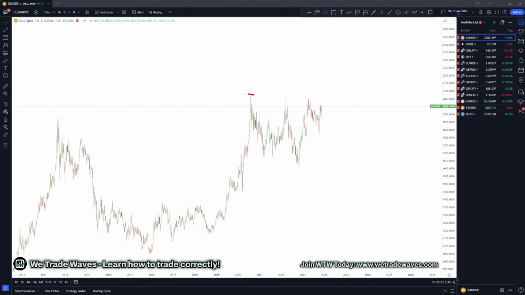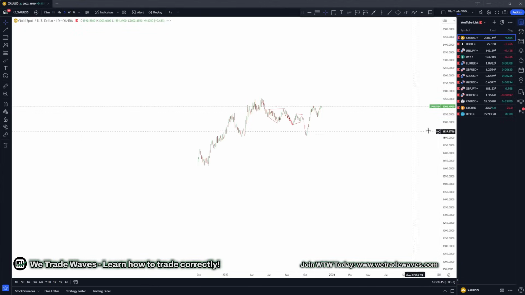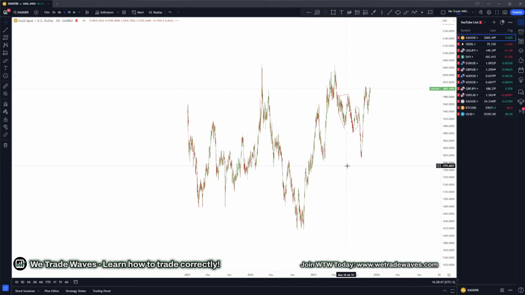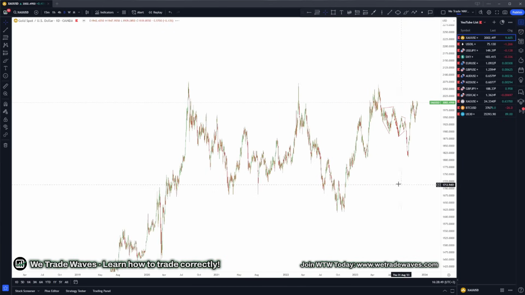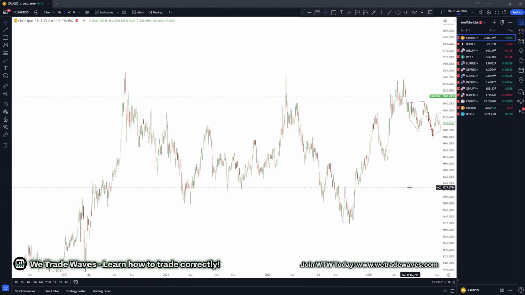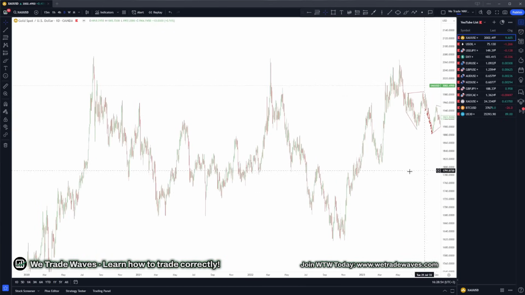What do we have here? We have another structure. This is a corrective structure. And just to show the power of waves, the power of the fractal nature of the market, back to the daily now. I was on the weekly chart of gold. Now I'm going to the daily chart just to show you the power of waves and the fractal nature of the market. Why am I showing all of this? Because this is a textbook pattern.